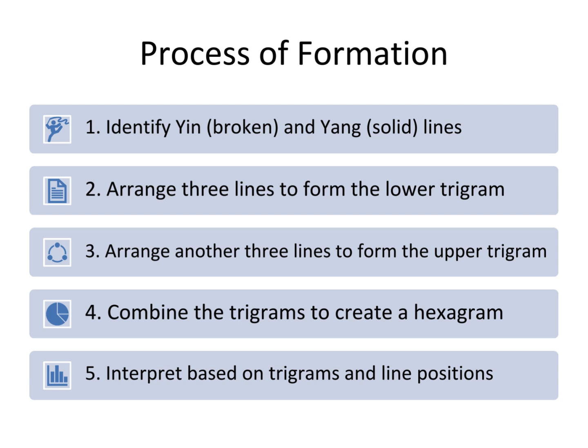Then we arrange another set of three lines to form the upper trigram. This completes the structure as both trigrams together form again a hexagram. Finally, once the trigrams are combined into a hexagram, we interpret it based on the trigram and the specific position of each line.